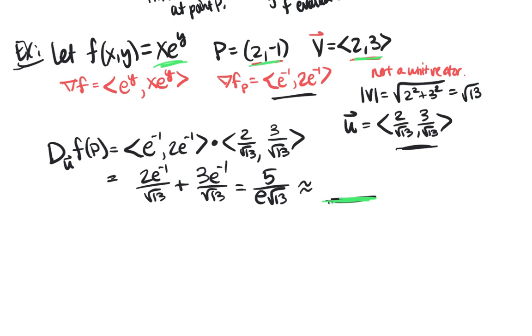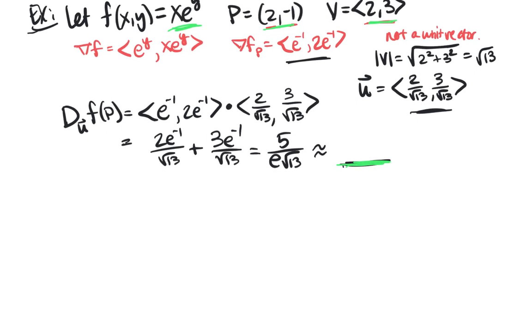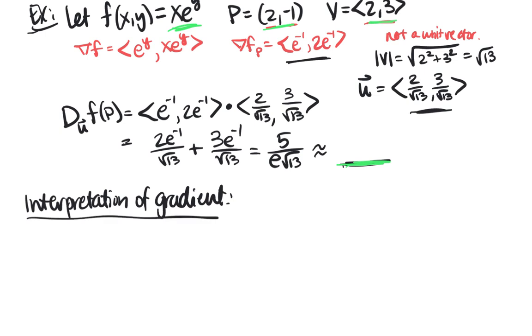So another way to think about the gradient, this is a theorem in the textbook, is the interpretation of the gradient. If you remember, the dot product u dot v is equal to the magnitude of u times the magnitude of v cosine theta, where theta is the angle between the two. So if the directional derivative is defined as a dot product, I could also think about it in terms of the magnitudes and the cosine.